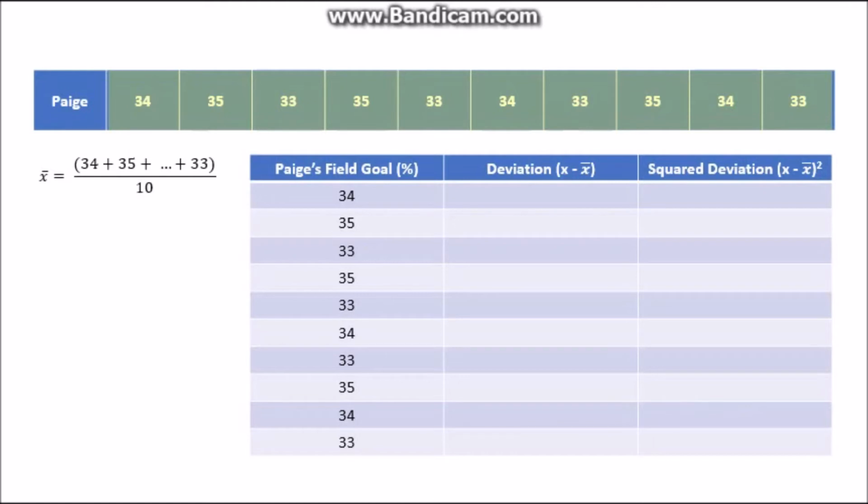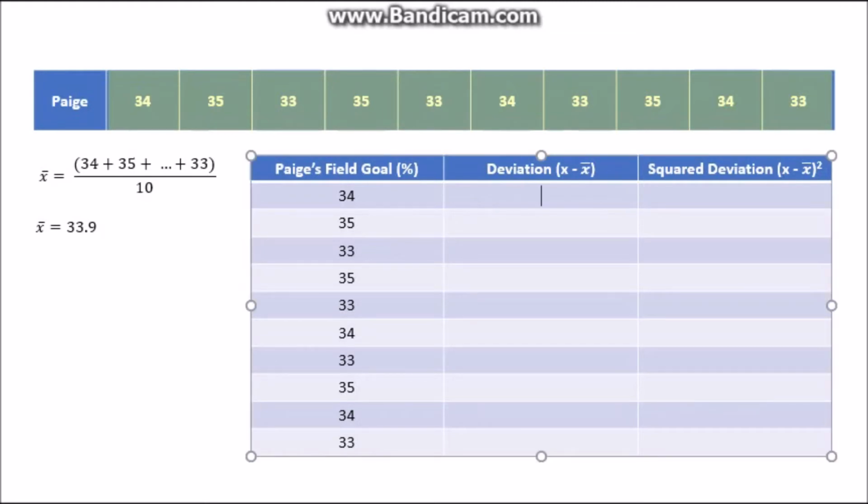So we add up all the values on top of the equation, and we divide by the number of data points we have in total. So 34 plus 35 plus 33 plus 35, so on and so forth. All that divided by 10, you end up getting a number of 33.9.